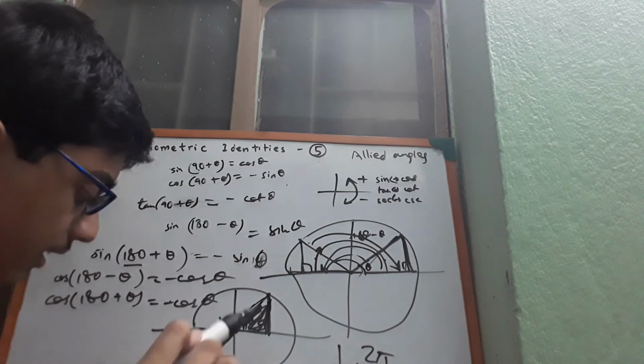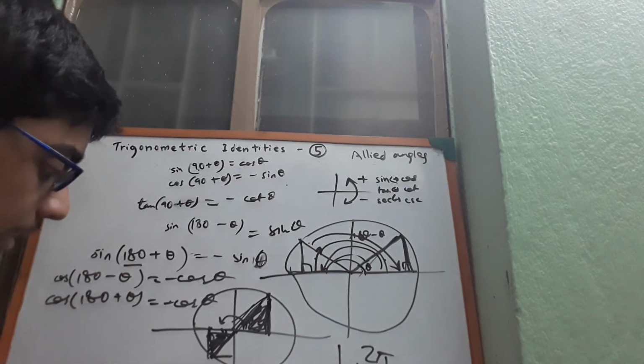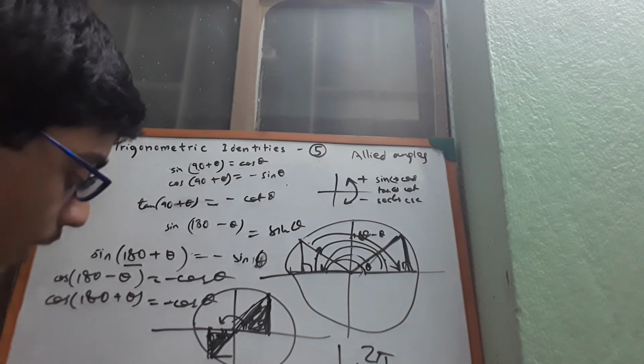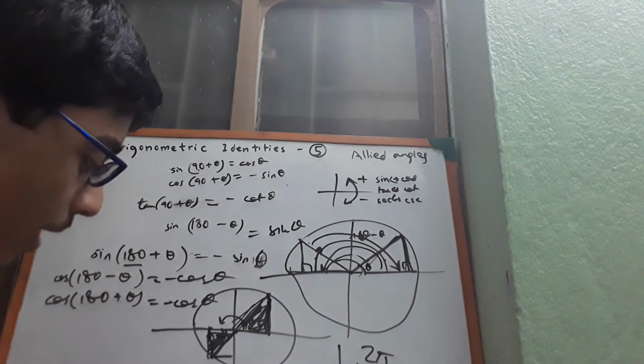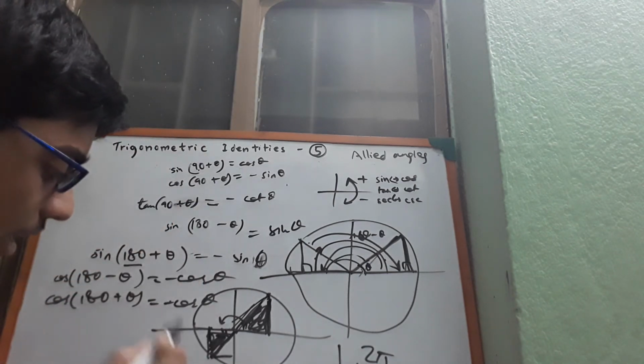If we have sine, first of all let's write sine of 2 pi n plus theta. We can simply write sine theta, because this term here is going to be 0. 2 pi n corresponds to 0, and 0 multiplied by anything is just 0, so 0 plus theta is just theta.